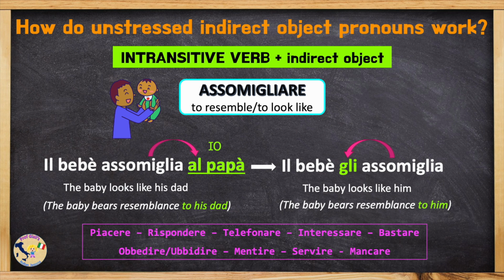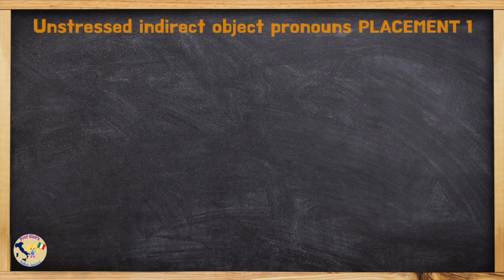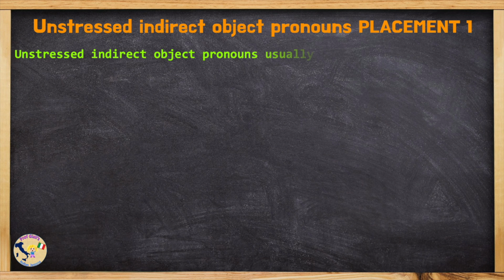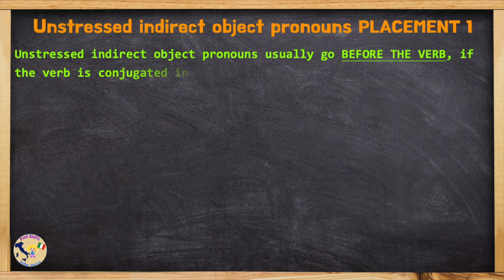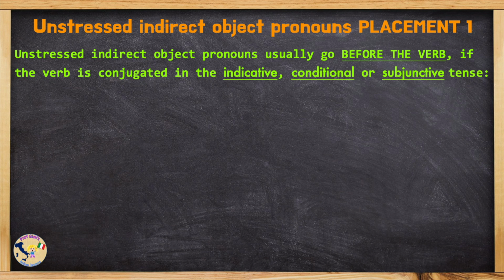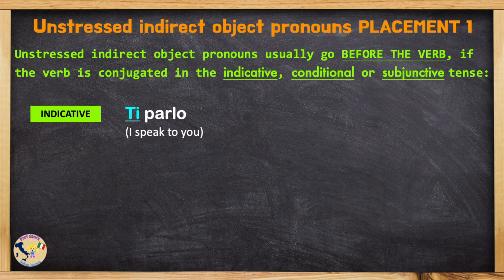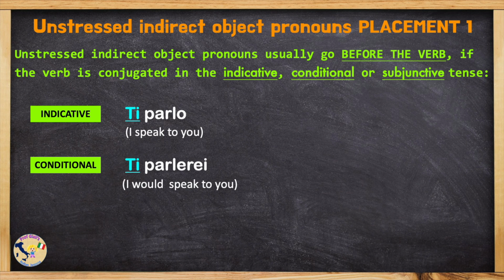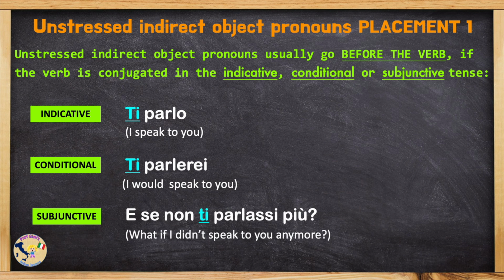In the examples we've just seen, the unstressed indirect object pronoun forms go before the verb. However, the placement of these pronouns can change. Let's look at the rules. Italian unstressed indirect object pronouns usually go before the verb if the verb is conjugated in the indicative, conditional or subjunctive tense. Let's look at some examples. Indicative: ti parlo. Conditional: ti parlerei. Subjunctive: e se non ti parlassi più?